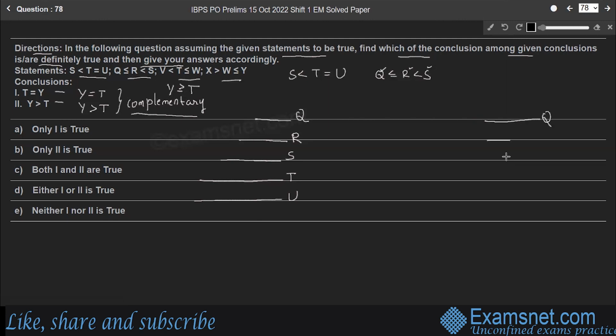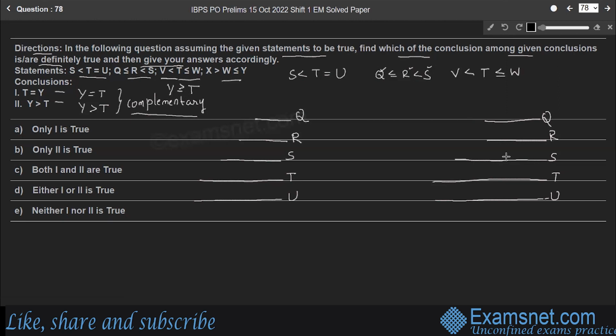Q is equal to R, right? And the remaining things will be the same. R less than Q, and S less than T. T and U are equal to each other, right? And the next part here: V less than T, T less than or equal to W.